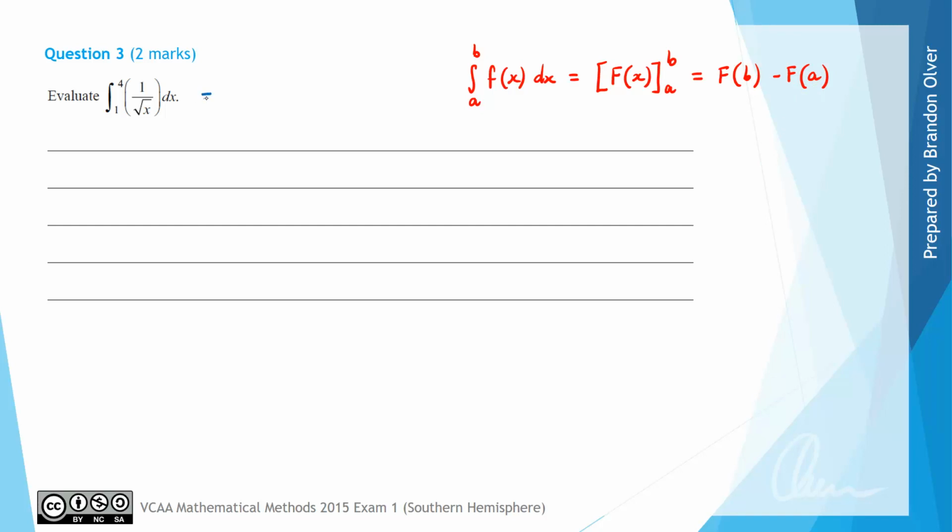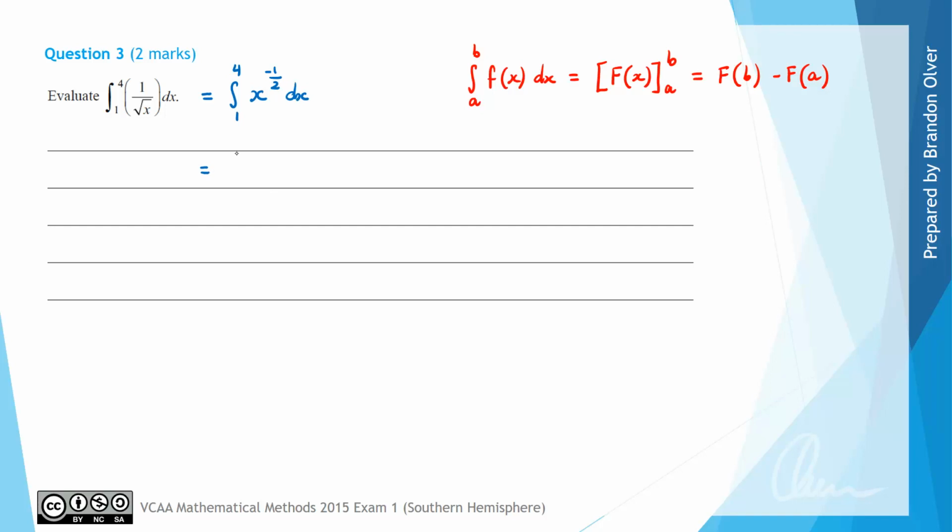So for this question, the first thing we're going to do is express this integral between 1 and 4 with an exponent. So instead of 1 divided by the square root of x, that's the same as x to the power of negative a half, and that's with respect to x.